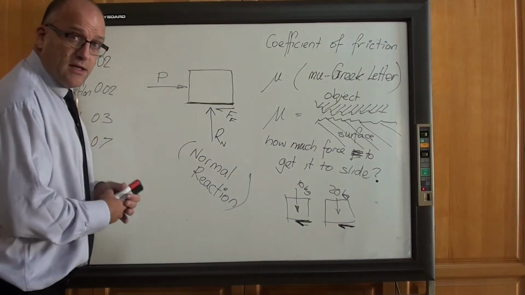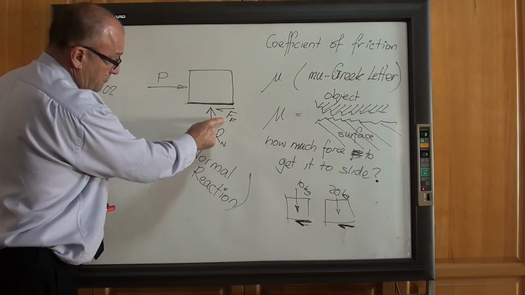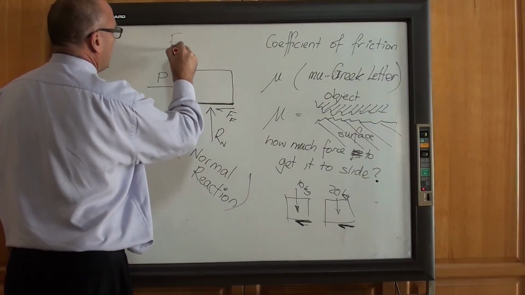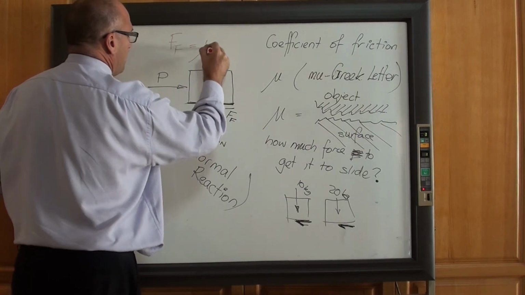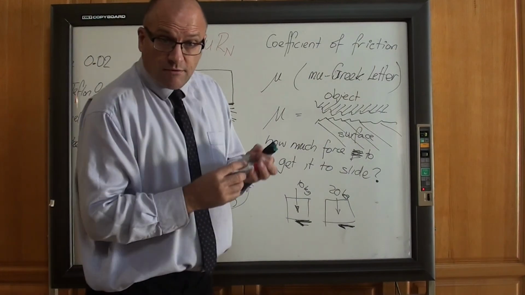Here is your equation. The value of the force you need, force of friction, is mu R. So, force of friction equals mu times the normal reaction. Let's have a look at a few examples.